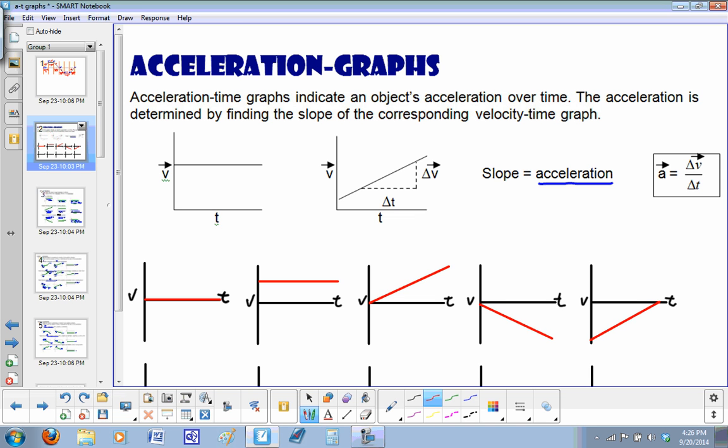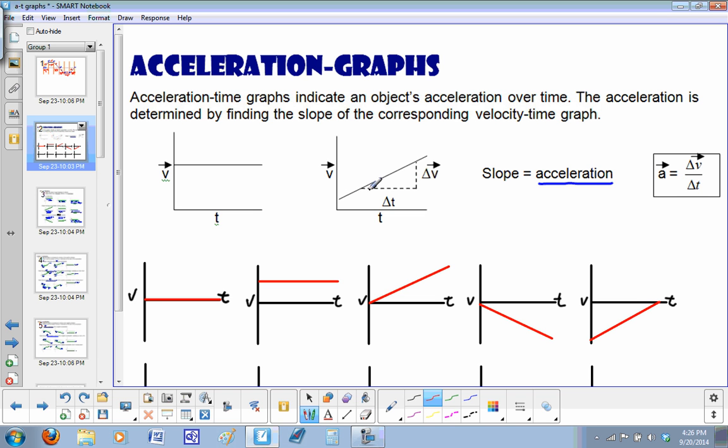Hi, in this segment we're going to be looking at acceleration graphs. So what I'd like to do is first look at these two velocity graphs. Now remember, velocity graphs show your speed or velocity over time. And when you find the slope of these graphs, you're going to have your change in speed or velocity over time, and that gives you your acceleration.